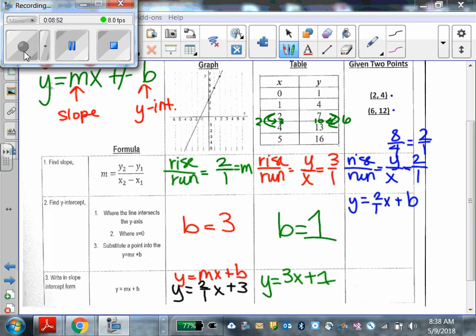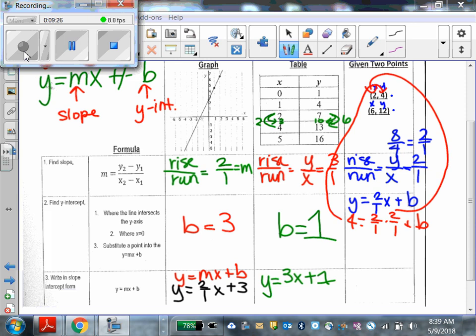Do you guys agree with me? Because this is an x, this is a y, this is an x, this is a y. Doesn't matter what point you plug in, but you just need to pick one of the points they gave you. So I don't want to work with super big numbers, so I'm going to pick 2 and 4. So for y, I'm going to put in 4, and for x, I'm going to put in 2. And then I can just solve for b. You can plug one of the points back in. So I plugged in 4 for y, and I plugged in 2 for x.